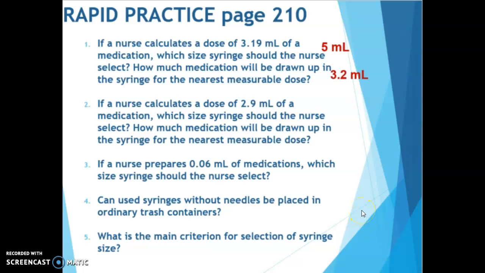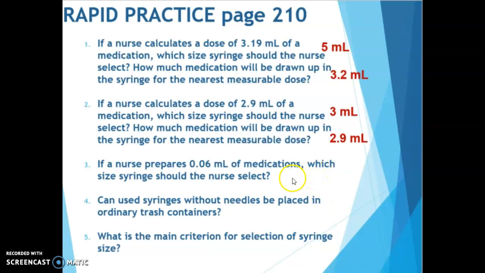All right. Step 2. If a nurse calculates a dose of 2.9 milliliter of medication, what size syringe should they use, and how much medication will you actually pull up in that syringe? So 2.9 mils is under 3 mil. Let's use a 3 mil syringe. How much medication can we draw up? Can we do the 2.9? I mean, that 3 mil syringe is calibrated to 0.1 calibration markings, right? So yeah, we can do 2.9 mils, just like our calculation gave us.